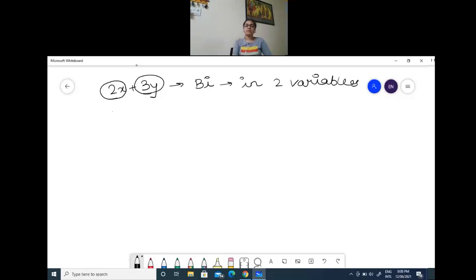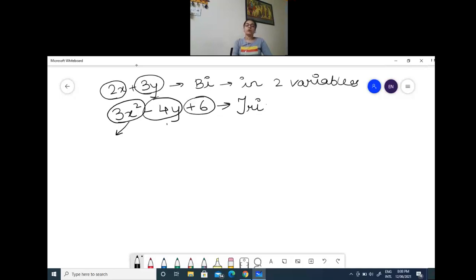Then comes 3x squared minus 4y plus 6. Now this is a trinomial. Why? Because 3x squared is the first term, minus 4y is the second term, and plus 6 is the third term. So this is a trinomial. I hope these concepts are clear with you. It's just a revision of standard 9.